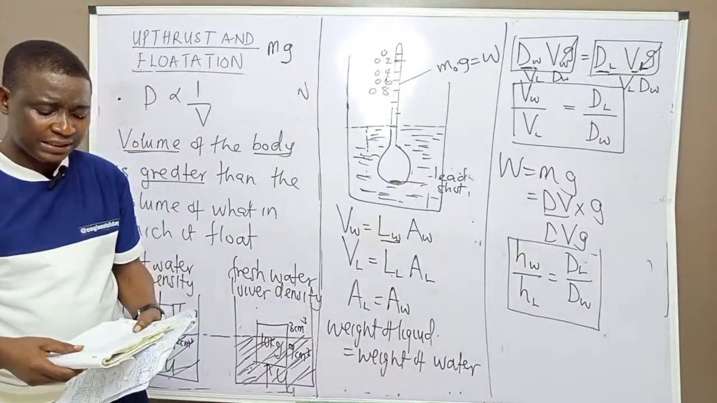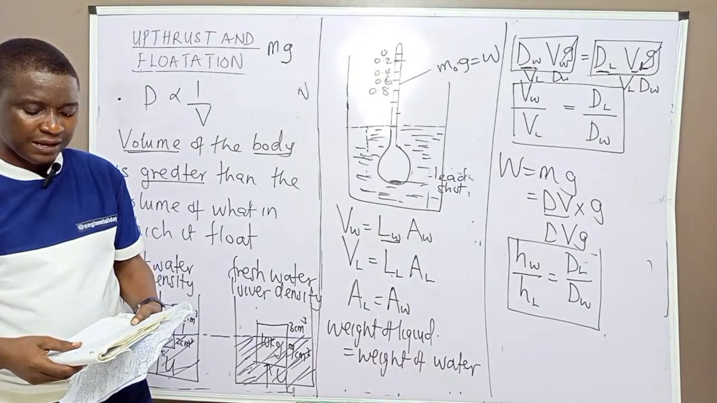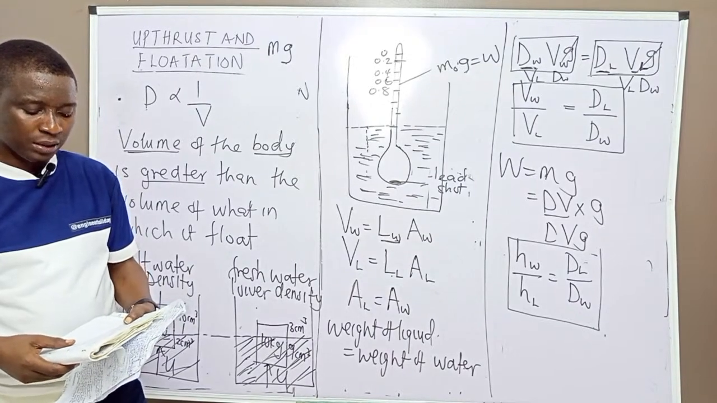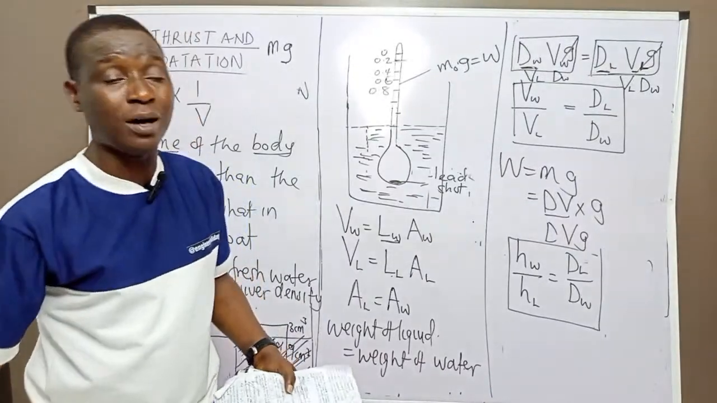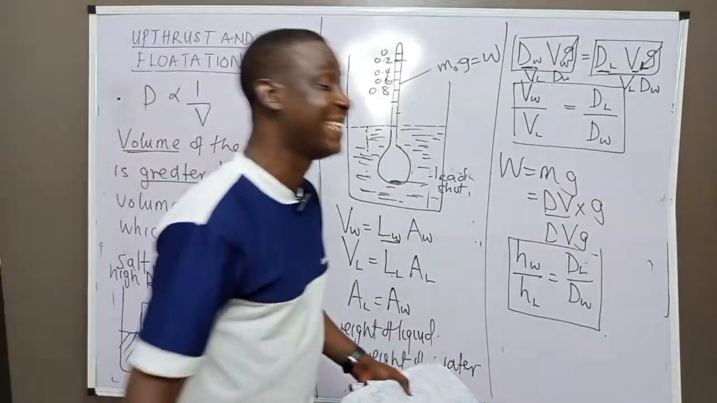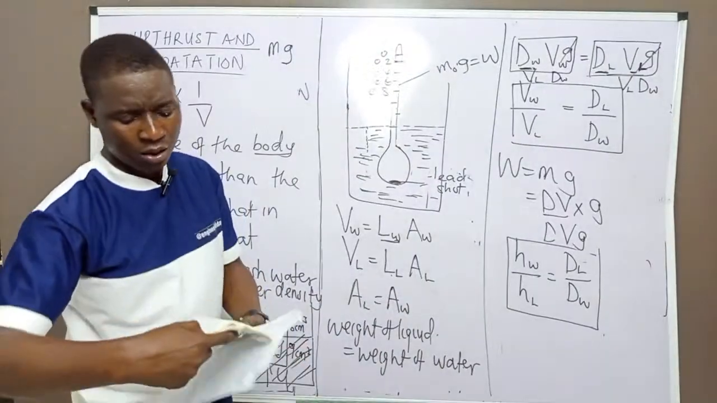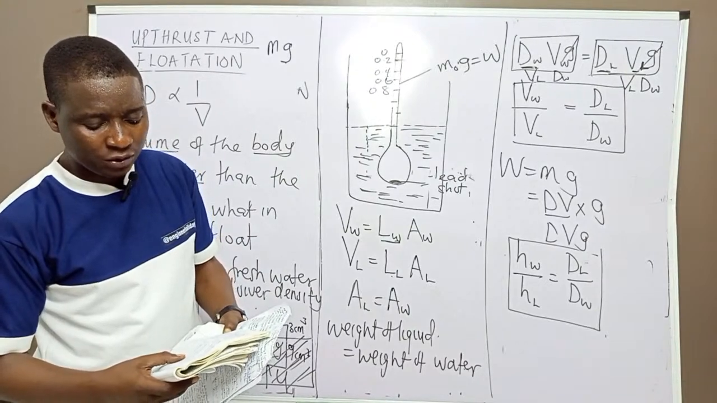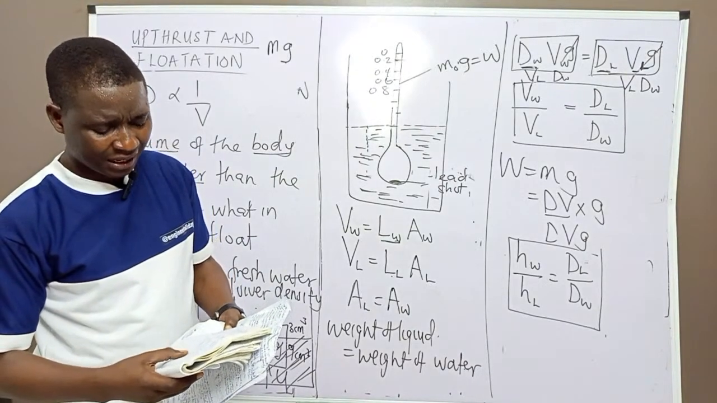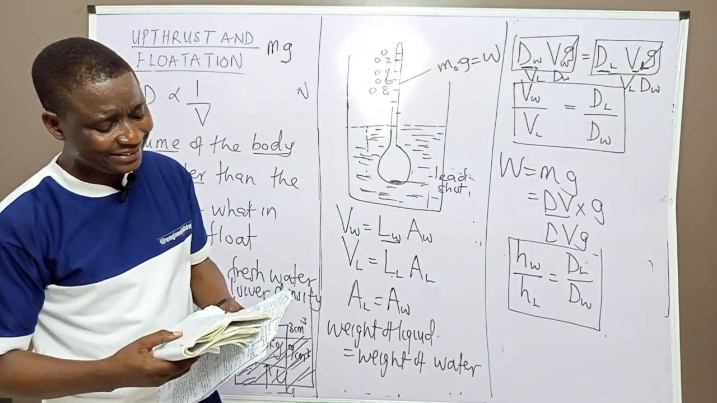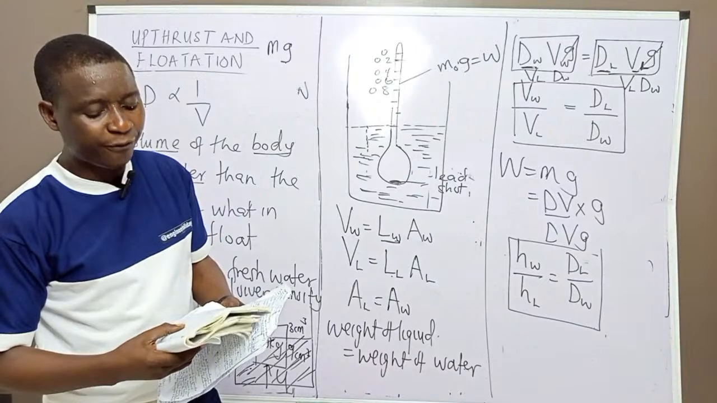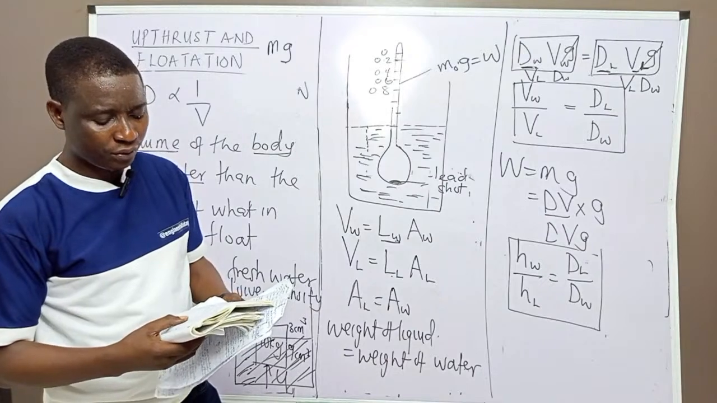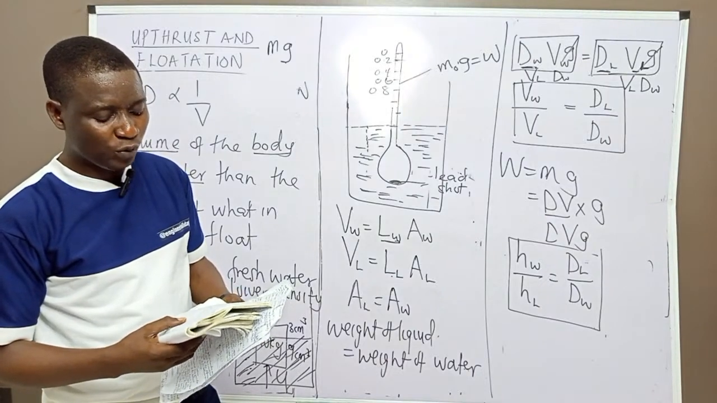So I saw in a textbook that a body denser than the liquid will float, if the body is shaped to displace its own weight of the liquid in which it floats. A body that is denser means higher density.